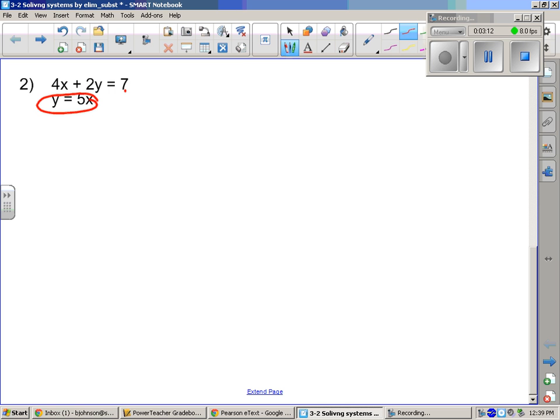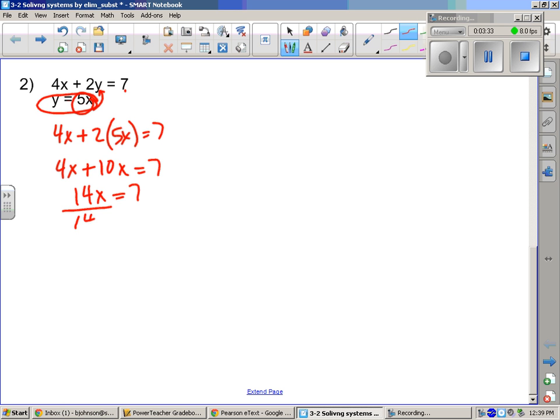All right, this one, nicely, look at that. It's already got one isolated. You chose wisely, Grasshopper. I am choosing very wisely. Okay, so all we have to do is put this in for the y up in this equation. So 4x plus 2 times 5x equals 7. 4x plus 10x. 14x equals 7. Divide by 14. So x is 1/2.